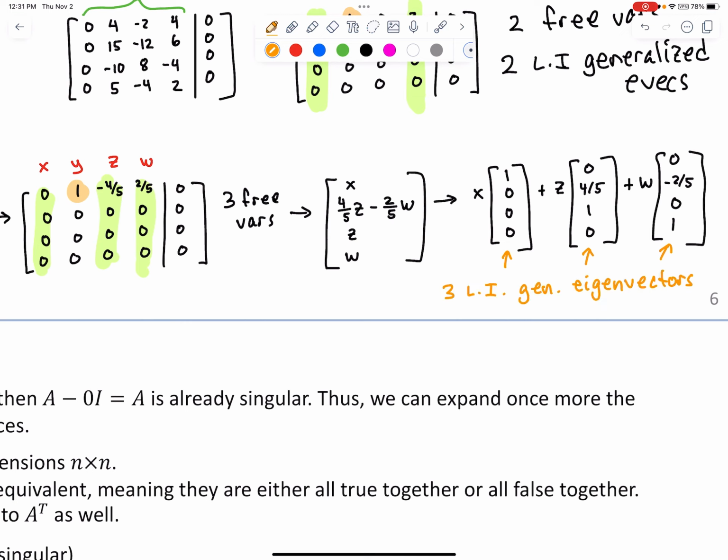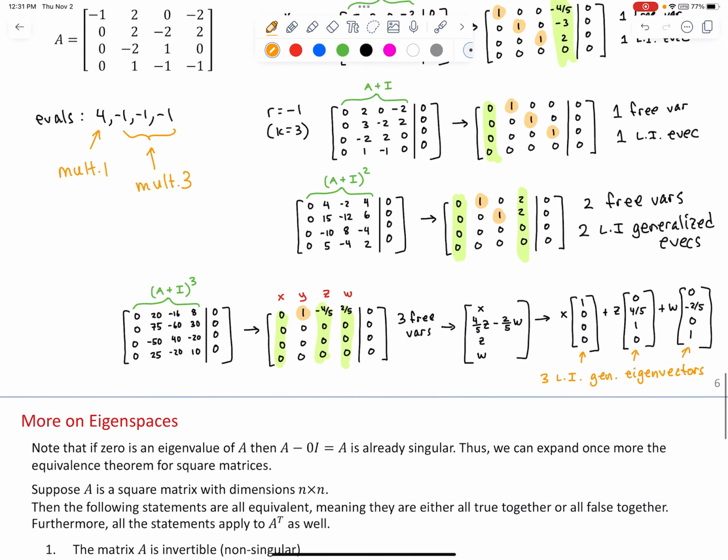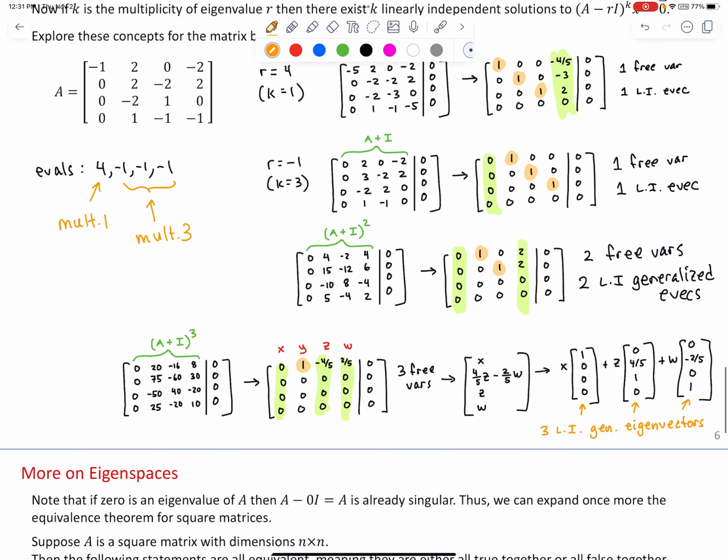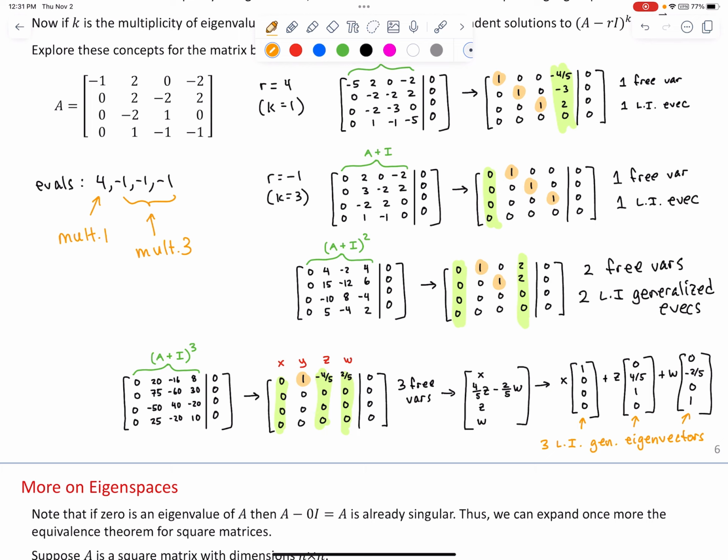Of course, you could do any multiple of them as well. So if you don't like that middle one, that's 0, 4/5, 1, 0, you can multiply it by 5 and write 0, 4, 5, 0 instead. But if you scale any of the 3 of them, you will still maintain their linear independence. And finally, we were able to find a total number of linearly independent, in this case generalized eigenvectors, so 3 of them, that matched the multiplicity of this eigenvalue, which was also 3.